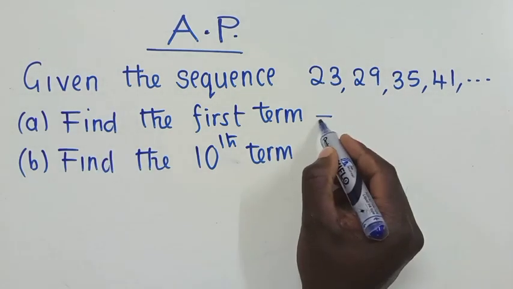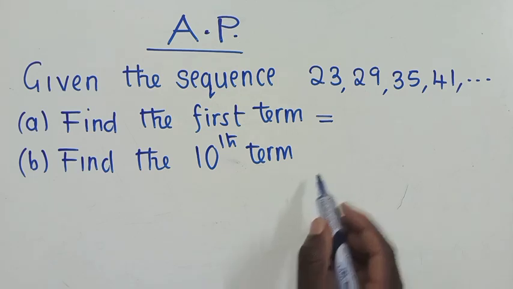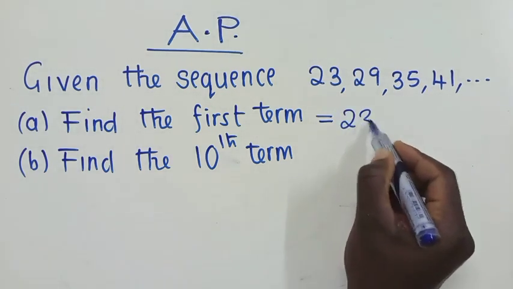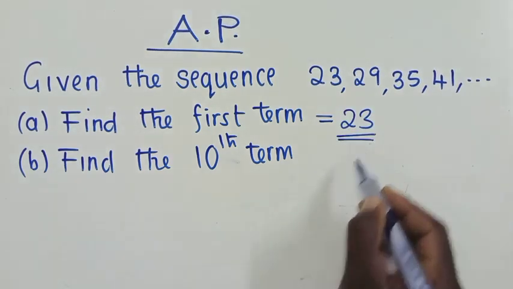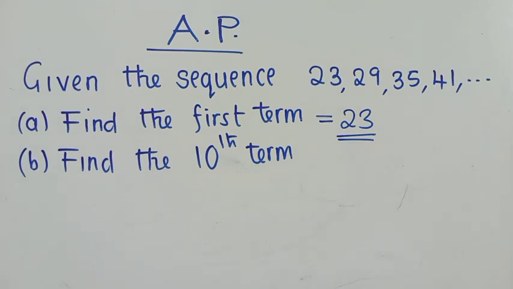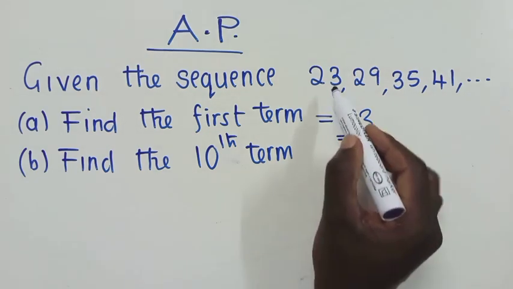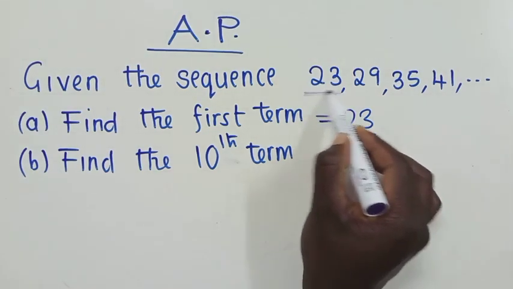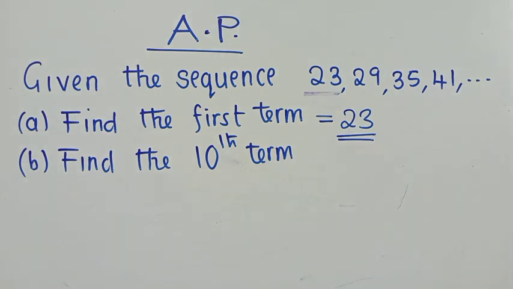Now, looking at the given sequence, and the first question here, they want us to find the first term. So what is the first term here? The first term is the 23. We don't need to do any calculation here. We just have to check the given sequence. We see the value that is starting right here. That is our first term, okay?